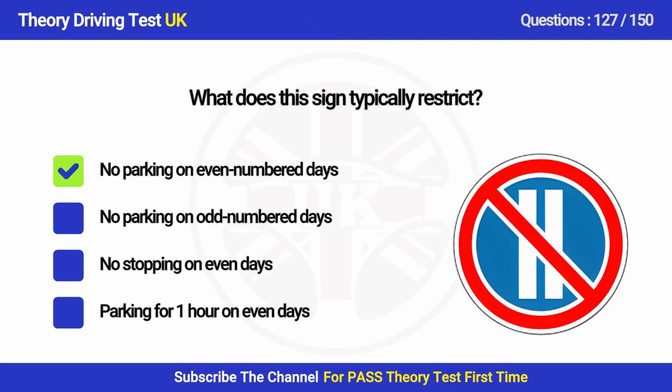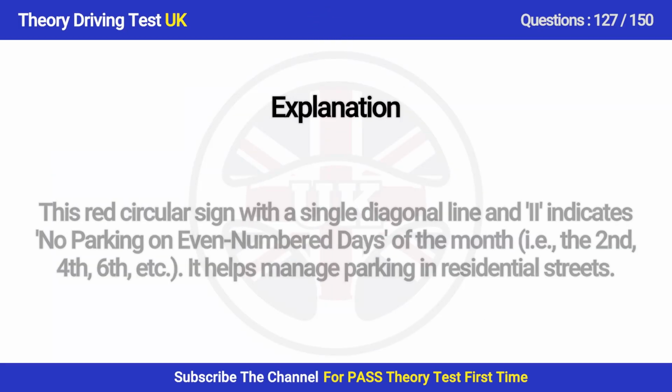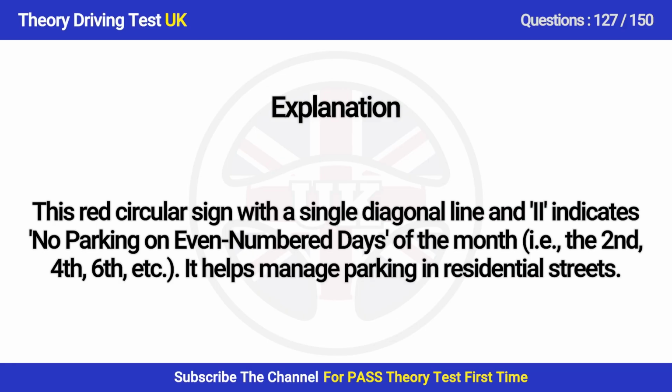Answer is A. No parking on even days. This red circular sign with a single diagonal line indicates no parking on even days of the month, that is the 2nd, 4th, and so on. It helps manage parking in residential streets.